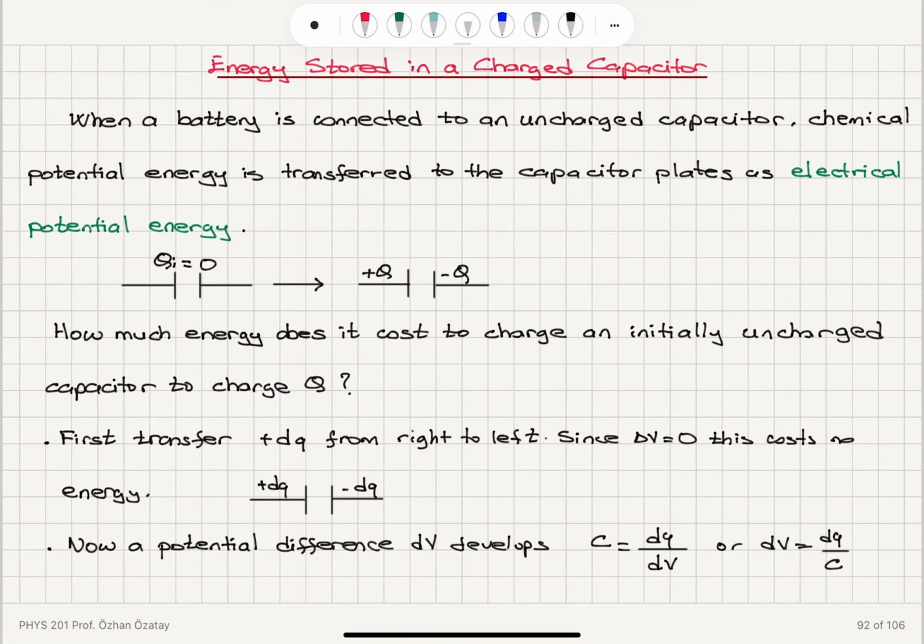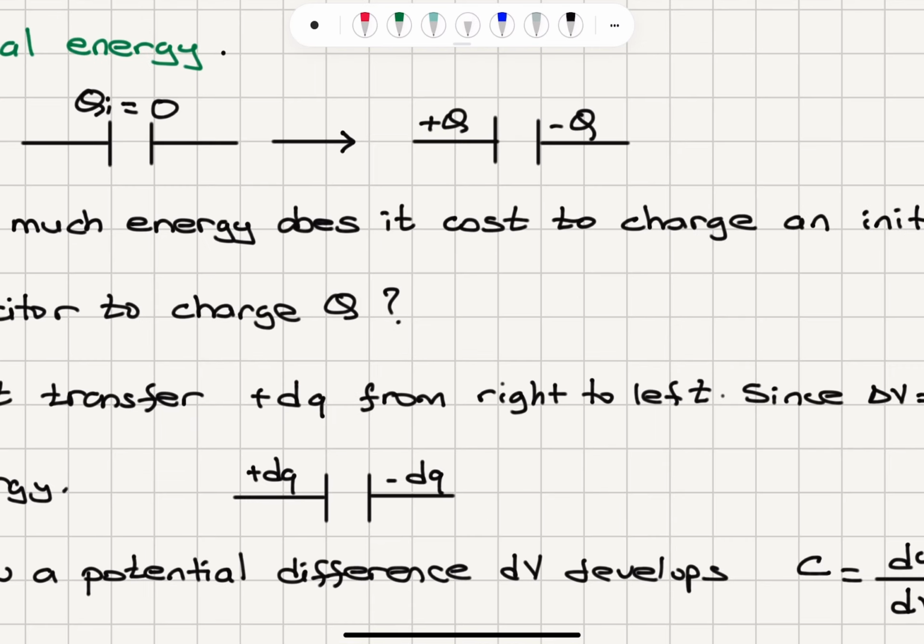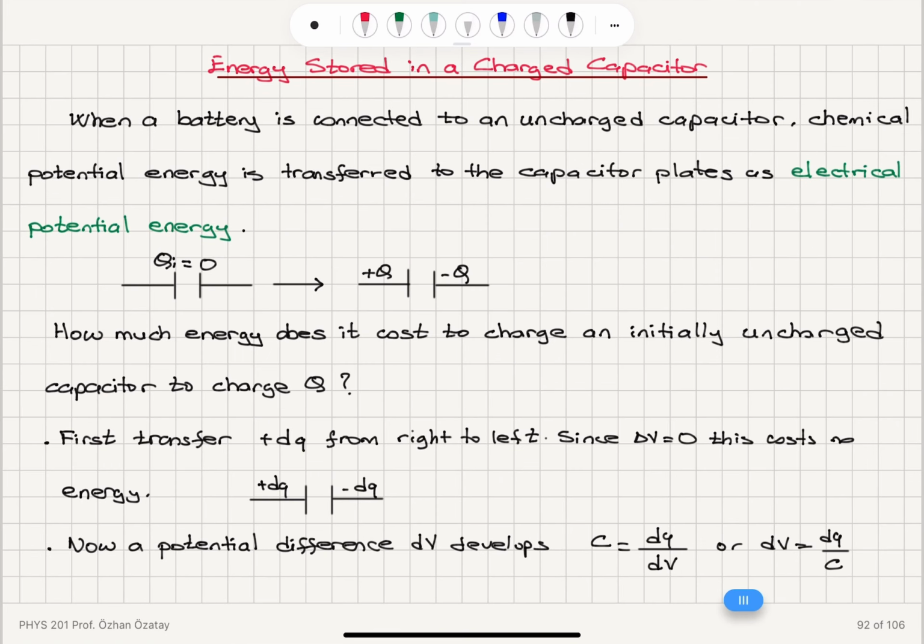And because the potential difference between the two plates, since they didn't have any charge stored initially, is zero, this will cost no energy to transfer a charge of dq. Now we're going to have a small potential difference that will develop between the plates. That will be dV. And how much is that potential difference?